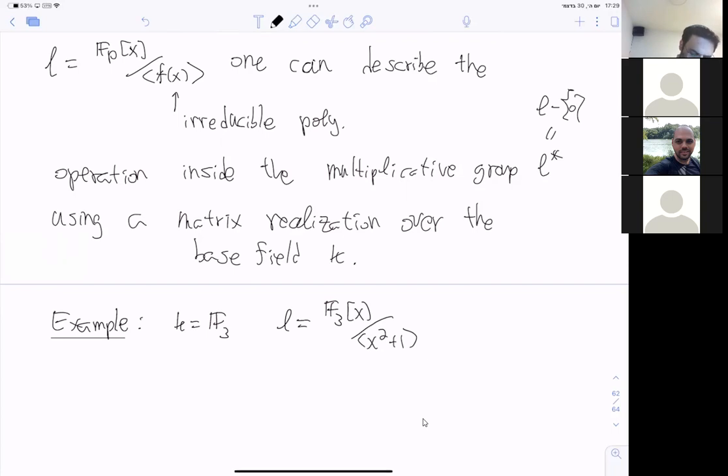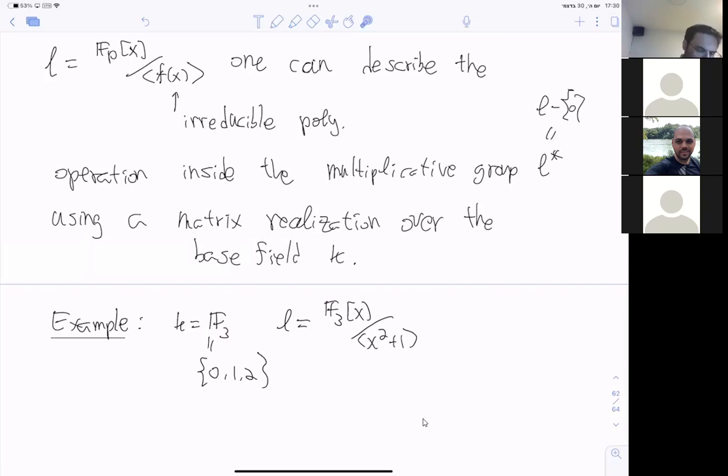What is the symbol you write here over L, the base field? This is F, this is field. This is K. K is F3. K is the prime field of three elements. Okay.